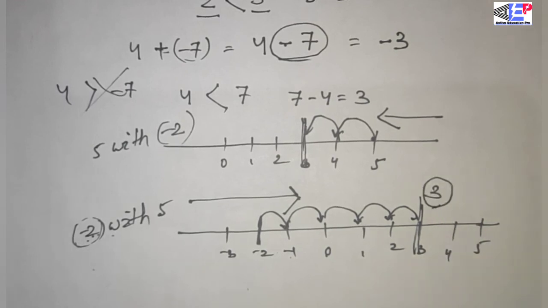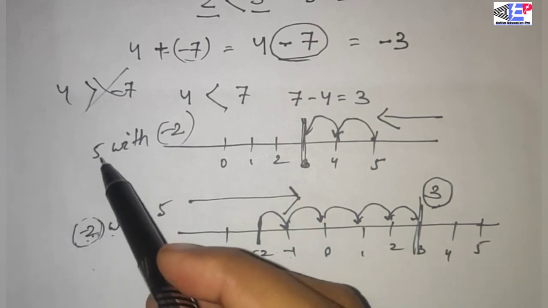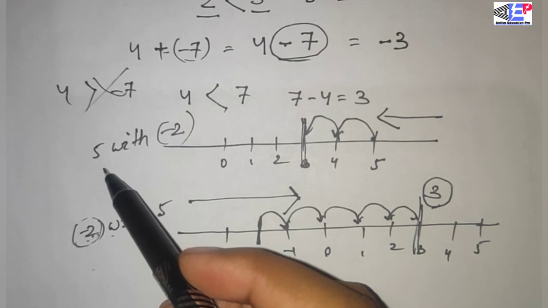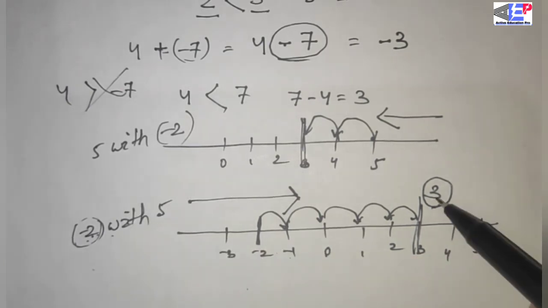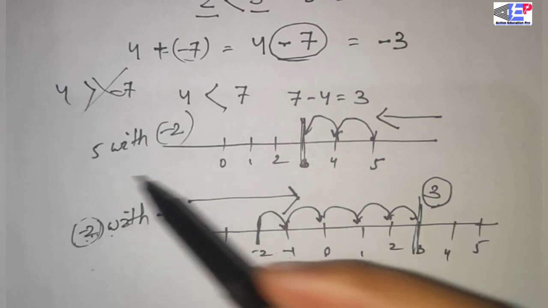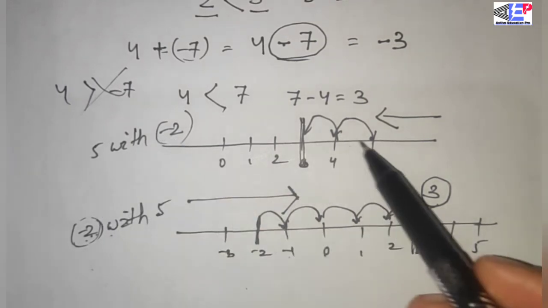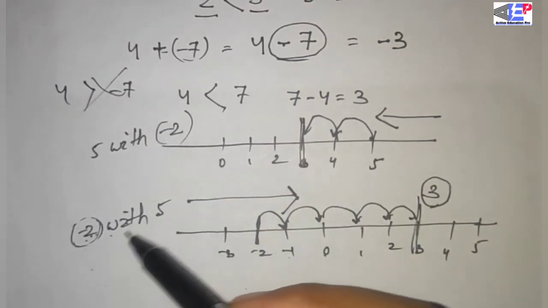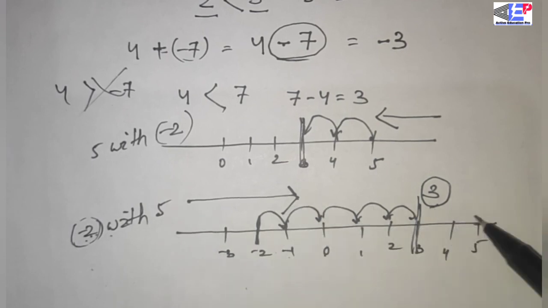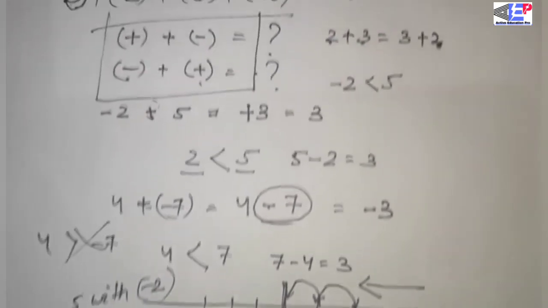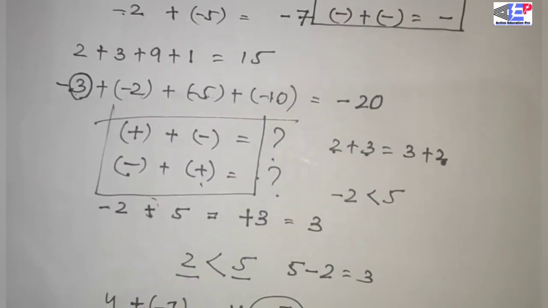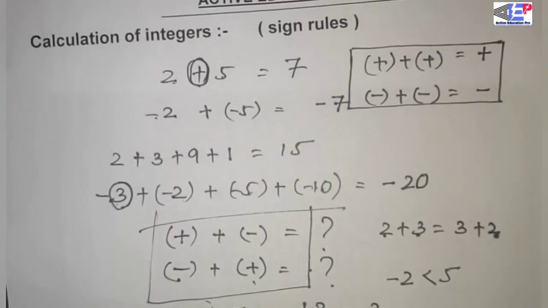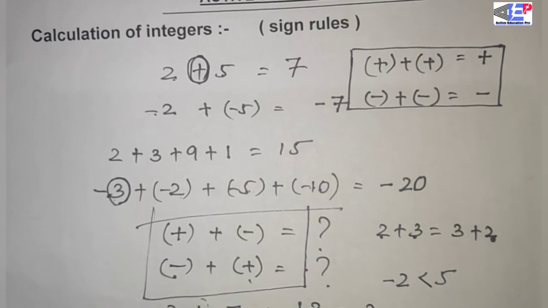Whether you add 5 with minus 2 or minus 2 with 5, addition of integers is commutative. So the direction in which you move may differ, but your answer is 3. If you add a negative integer, you have to move to the left side. If you add a positive integer, you have to move to the right side. So these are the rules, the conditions for addition of integers. These are the sign rules.